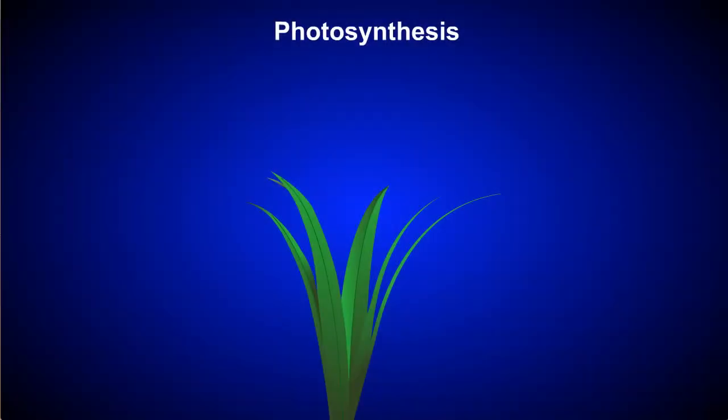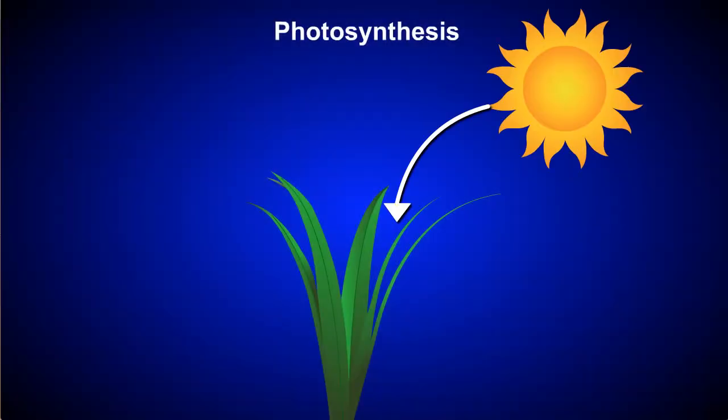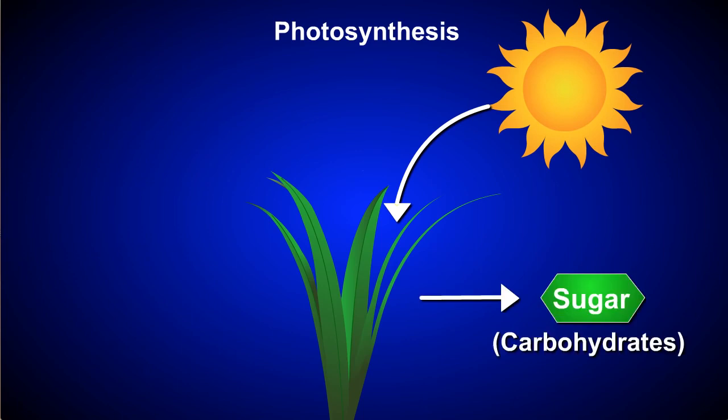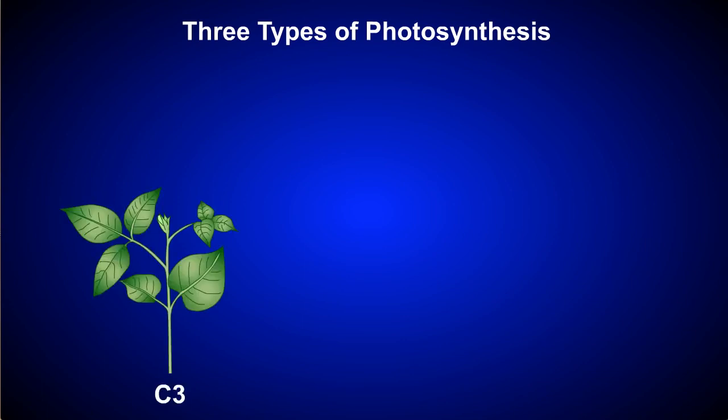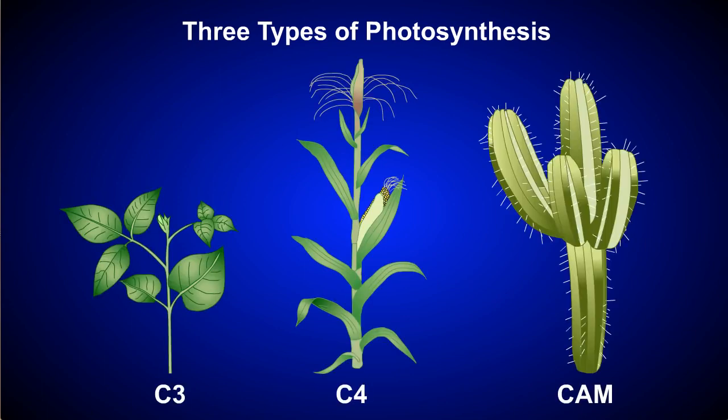Photosynthesis is the process by which plants capture the energy of the sun to make carbohydrates. But there are minor variations in how plants do this, depending on the environment in which the plant lives. In this tutorial, we'll look at the differences between the three types of photosynthesis: C3, C4, and CAM.